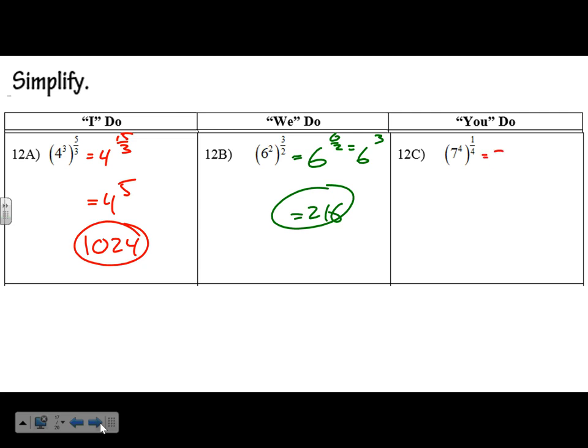This one is 7 to the 4 over 4, which is 7 to the first, which is just 7. So definitely check to see if you can reduce those fractions. I'm glad I double-checked my work. That's another good lesson. Double-check that stuff.